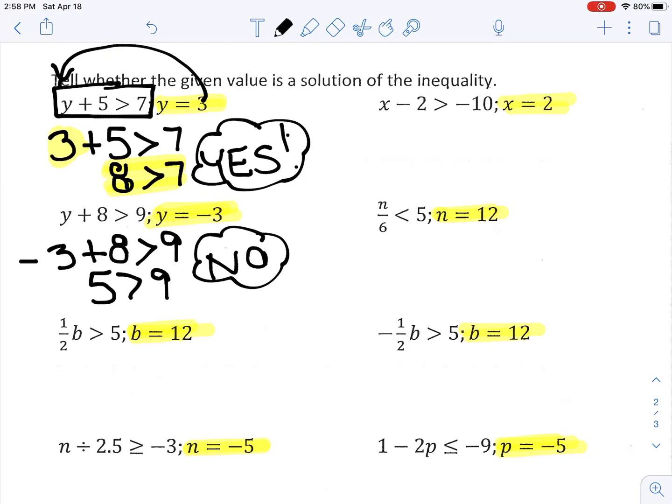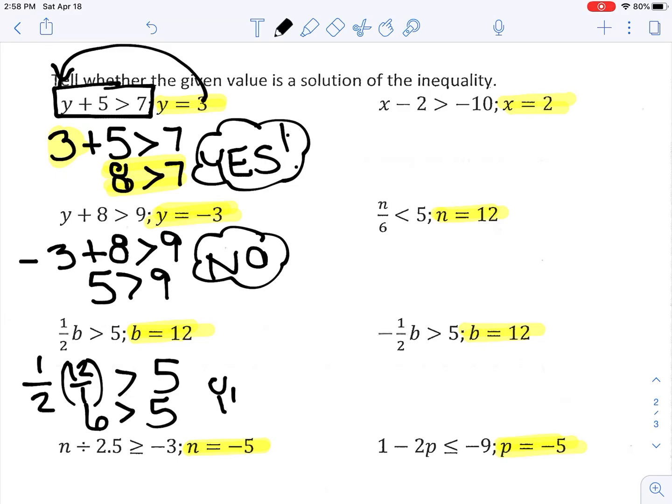Going down the page, 1/2 times b is greater than 5. So we're going to substitute 12 for the b. So is 1/2 times 12 greater than 5? Well, half of 12 is 6. 6 is greater than 5. And your final answer on these is going to be a yes or a no.